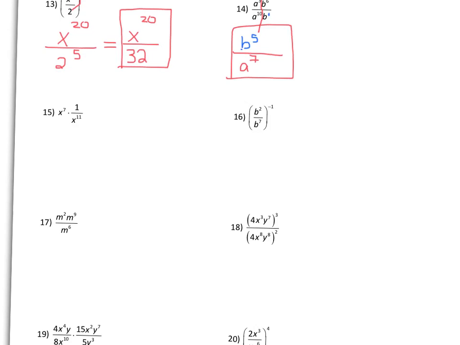Okay. X to the 7th times 1 over x to the 11th looks tricky, but I'm just going to make that x to the 7th over 1. Then I know numerator with numerator, denominator with denominator, which gets me x to the 7th over x to the 11th.